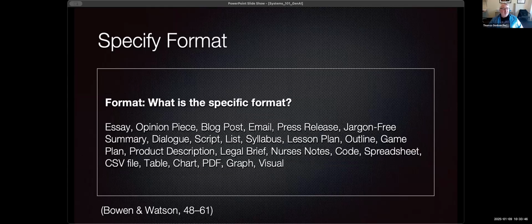You can specify format. It's part of, again, giving it context, letting it know that you're writing a blog post, an email, that you want a spreadsheet, that you want a graph, that you're working on a syllabus. So letting it know what the format is.